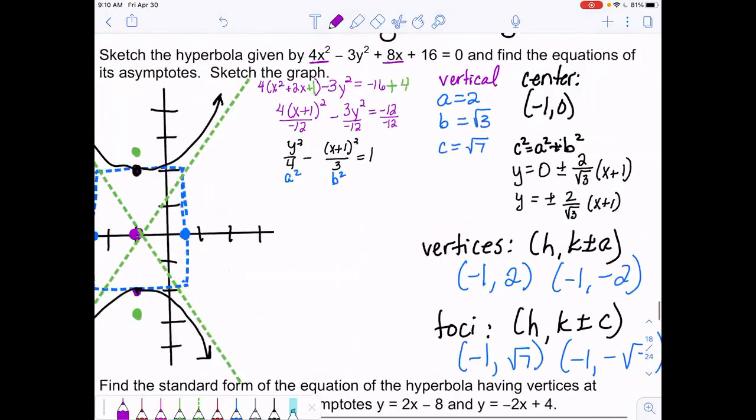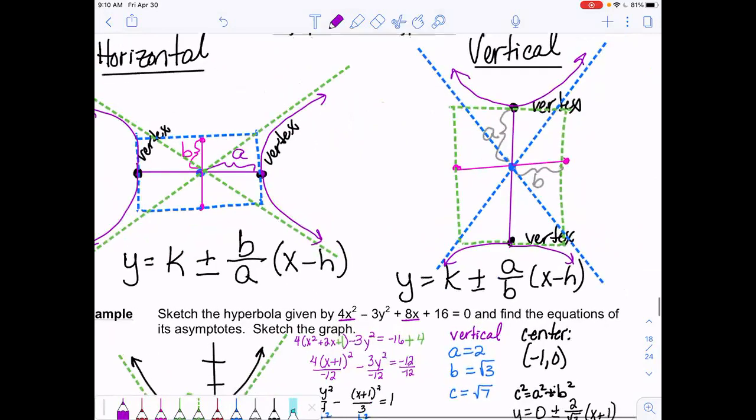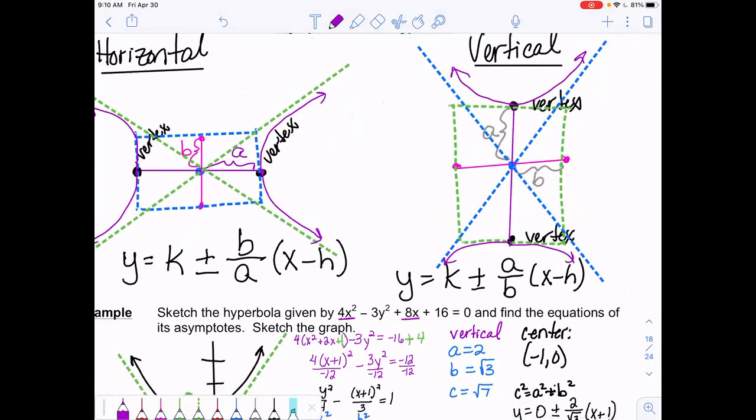So I'm going to go back up to where we had the two asymptotes listed here. The equations of the asymptotes, yes, the form is slightly different, but we have k plus or minus b over a times x minus h if it's horizontal, k plus or minus a over b times x minus h if it's vertical.